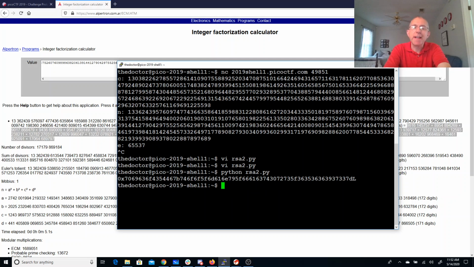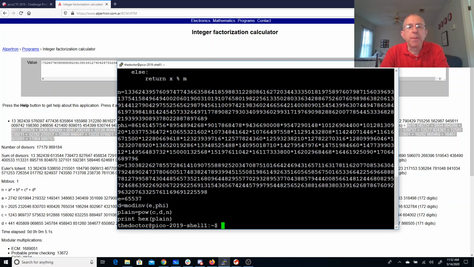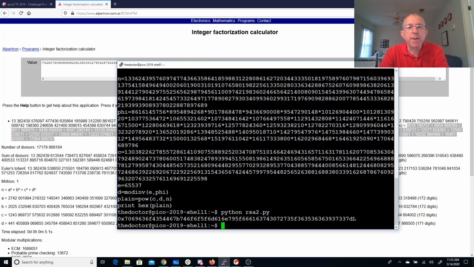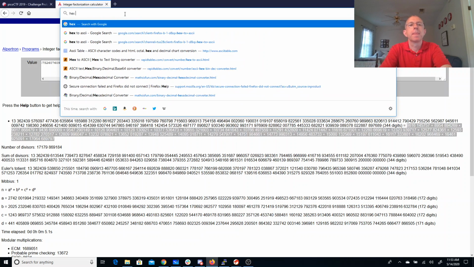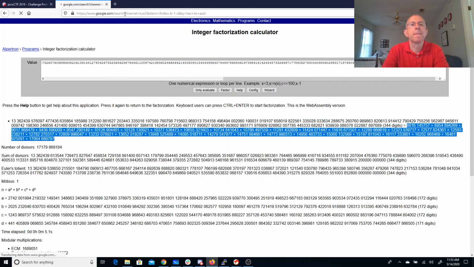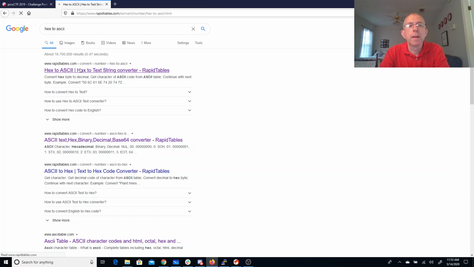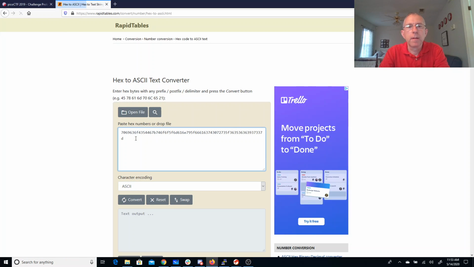We then took the modular inverse of the public key exponent mod phi of n. That enabled us to find the private key. We raise the ciphertext to the private key mod n, and this should be our flag. So we'll just take this, we'll find that hex to ASCII converter. And too many factors, there's the flag.